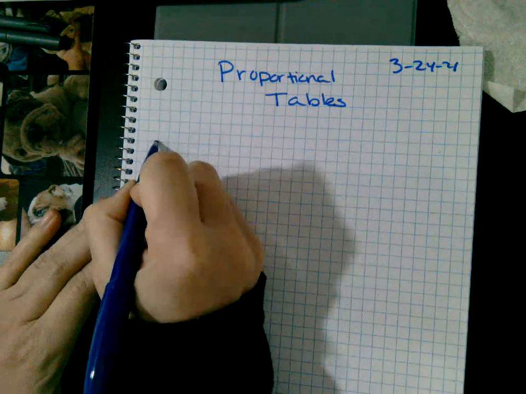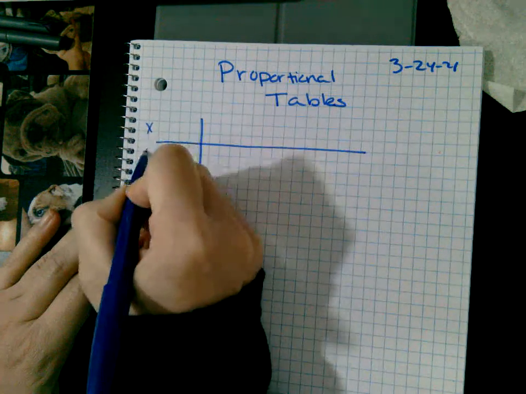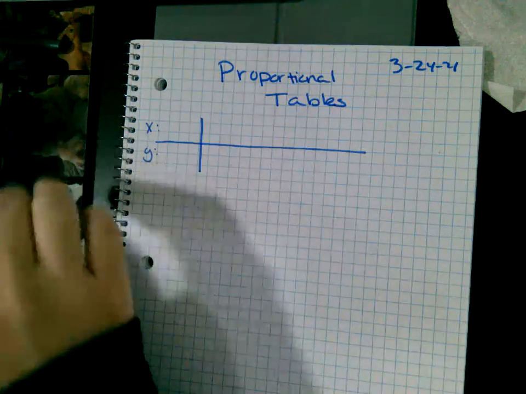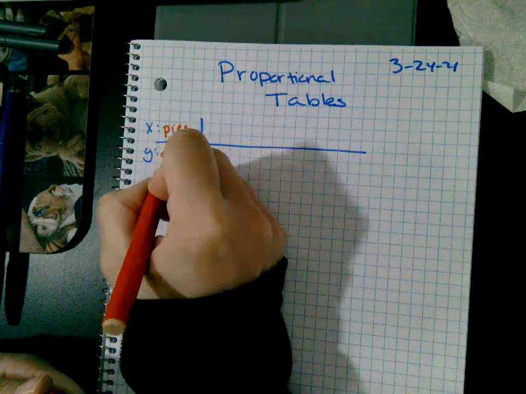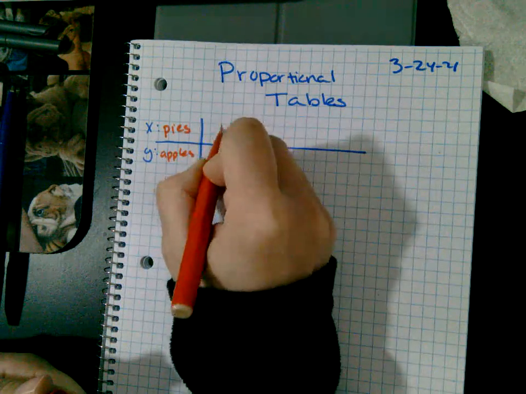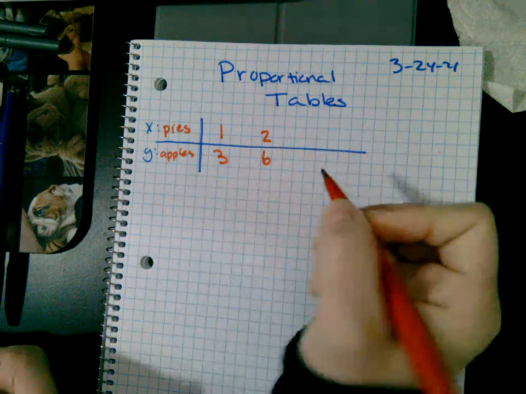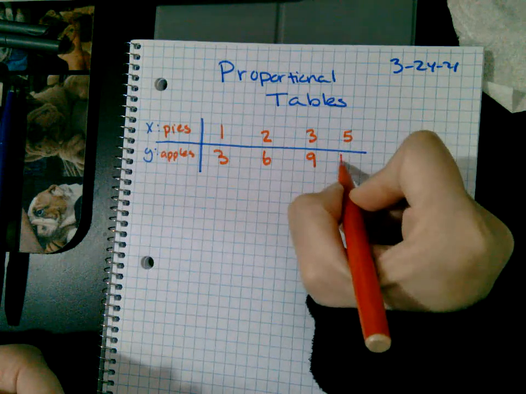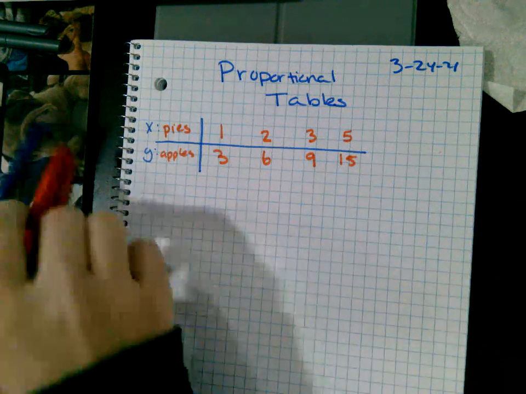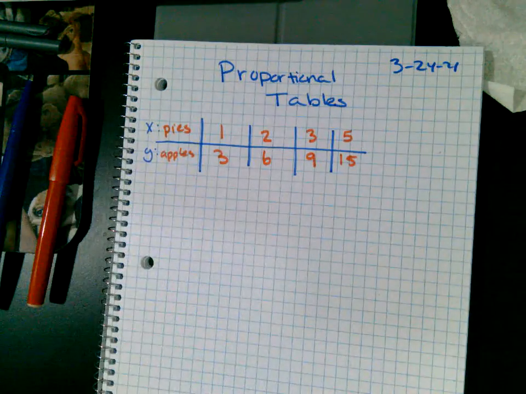So what we're going to do is start off with a table. You're going to be given the table, and you're going to work kind of backwards. Pies, apples. So 1 pie requires 3 apples, 2 pies require 6 apples, 3 pies require 9, and 5 require 15 apples to make up the perfect apple pie. Okay? Copying this down.